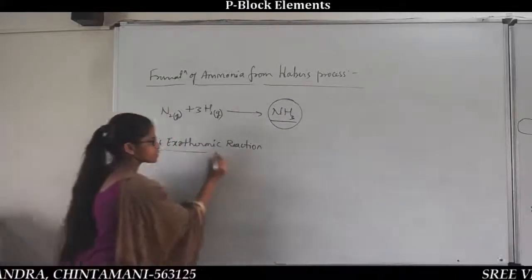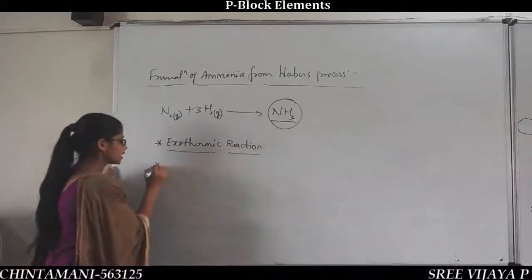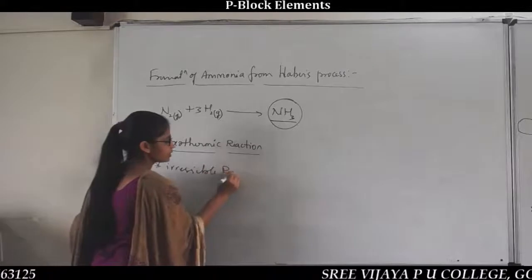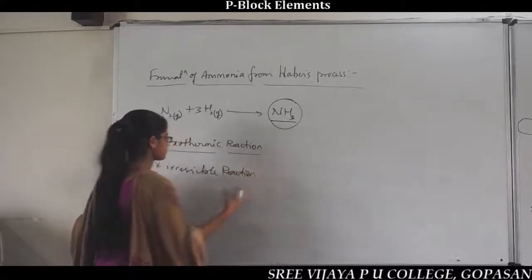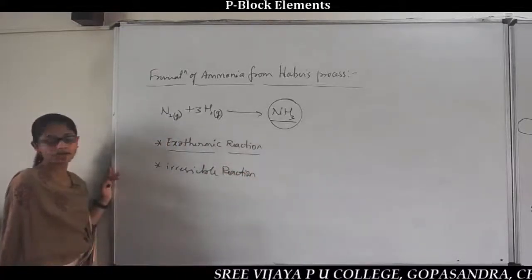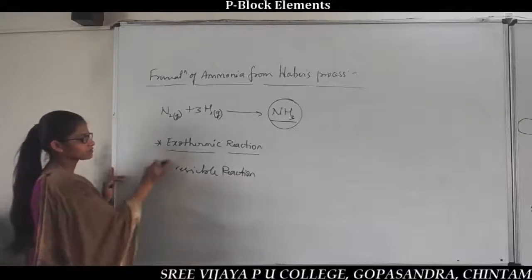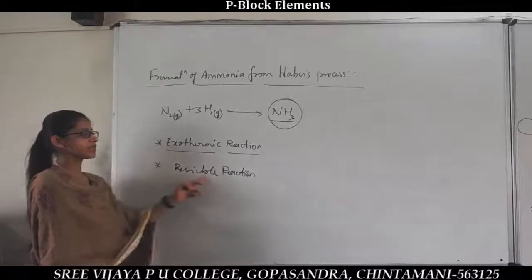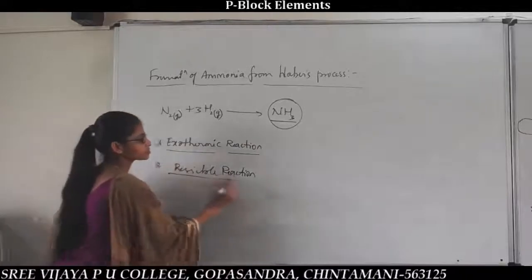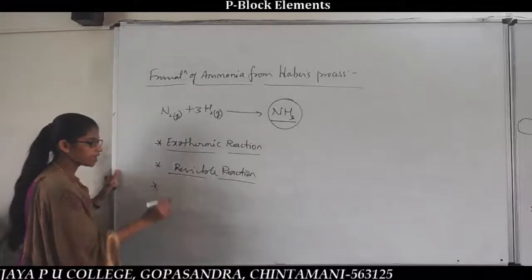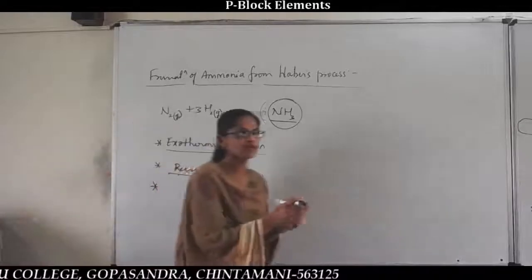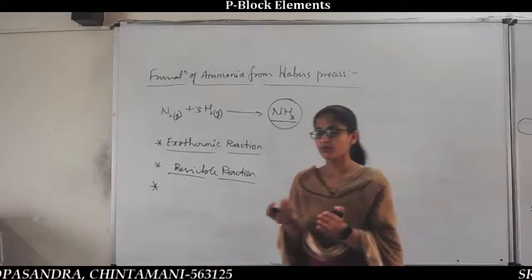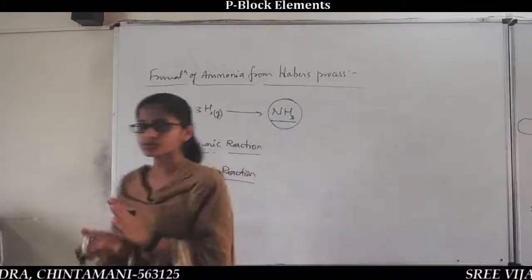Basically it is an exothermic reaction. Again, it is a reversible reaction. This is very important: it is a reversible reaction, it is an exothermic reaction, and again it proceeds by decrease in volume. See the three conditions. The formation of ammonia by the Haber process is an exothermic reaction.